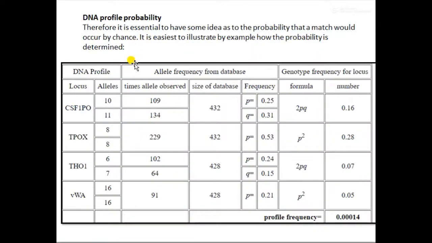So in order to provide genuineness for the DNA profile based evidence, we should also calculate the DNA profile probability. Of course, we will go into the details of it. This is how we calculate the DNA profile probability. It gives us an idea about the probability that a match would occur by chance. So you check the allelic frequency, then you calculate the genotypic frequency, and then you state the profile frequency is so much.